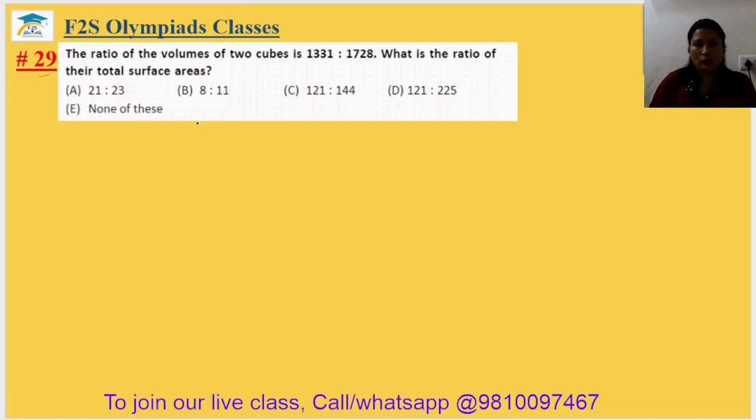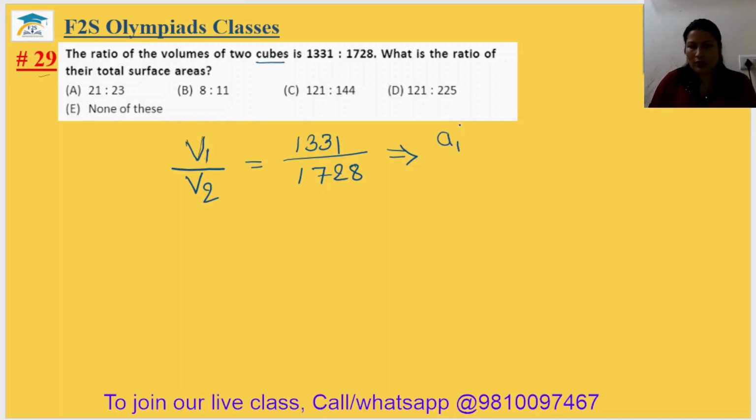So let the volume of the first cube be V1 and the volume of the second cube be V2. Its ratio is given as 1331 upon 1728. We know that the volume of the cube is the cube of the side. So let the side of the first cube be A1 and of the second cube be A2, so it will be A1 cube upon A2 cube.